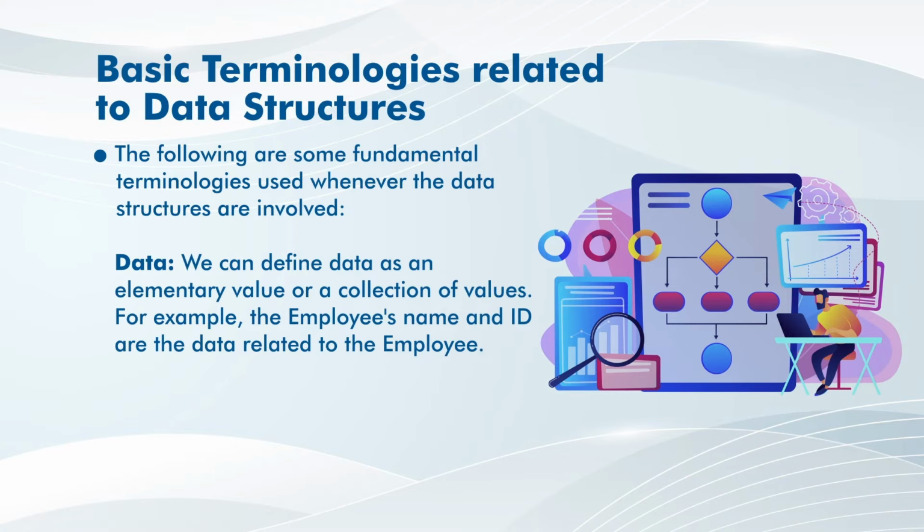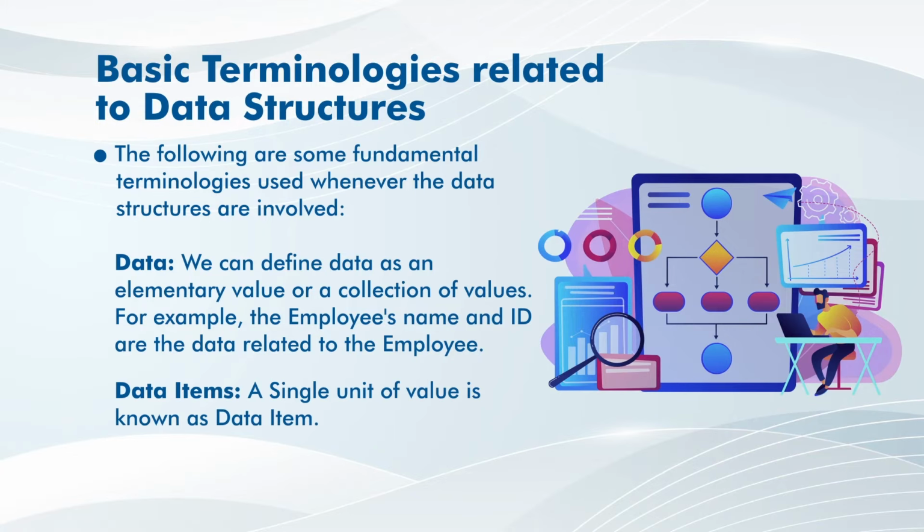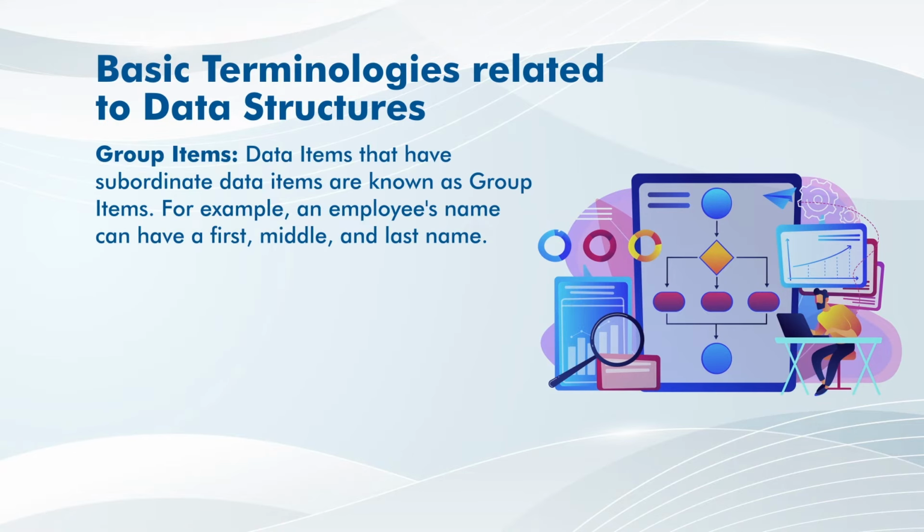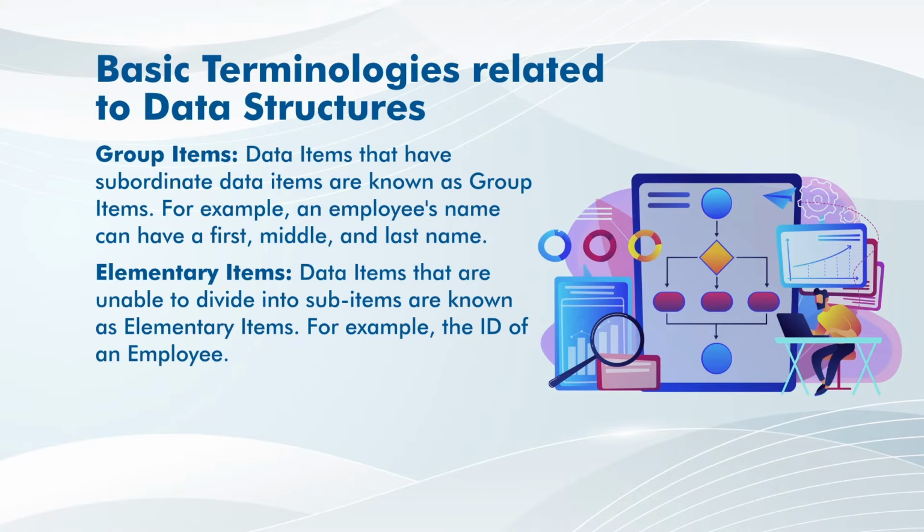The very first is data. We can define data as an elementary value or a collection of values. For example, the employee's name and ID are the data related to the employee. What is a data item? A single unit of value is known as a data item. Group items: data items that can be divided into sub-items are known as group items. For example, an employee name can have a first, middle, and last name, so this comes under group items. Elementary items: data items that are unable to be divided into sub-items are known as elementary items, for example, the ID of an employee.